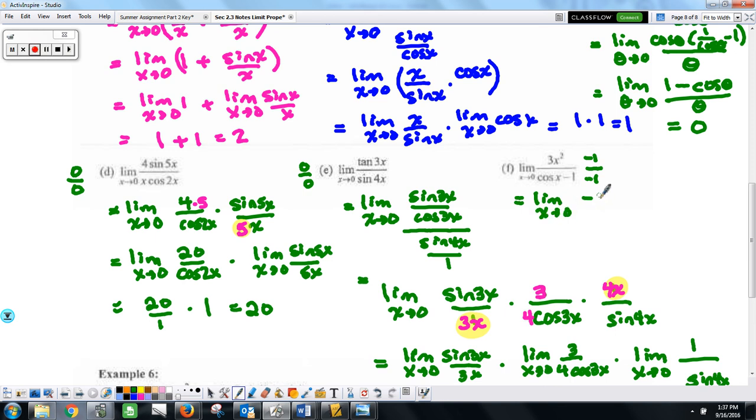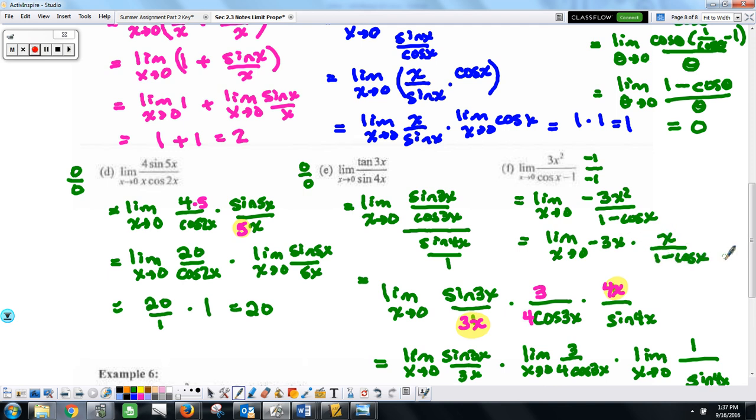It's going to give me -3x squared over 1 minus cosine of x. And then you go, well, maybe I could split this and I could end up getting negative 3x times x over 1 minus cosine of x. I'll write it and then I'm going to erase it here in just a second.